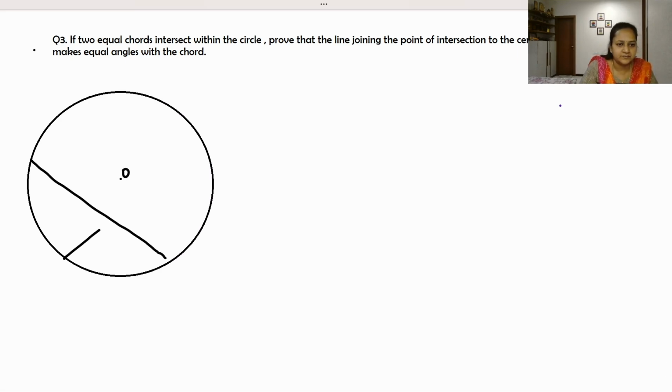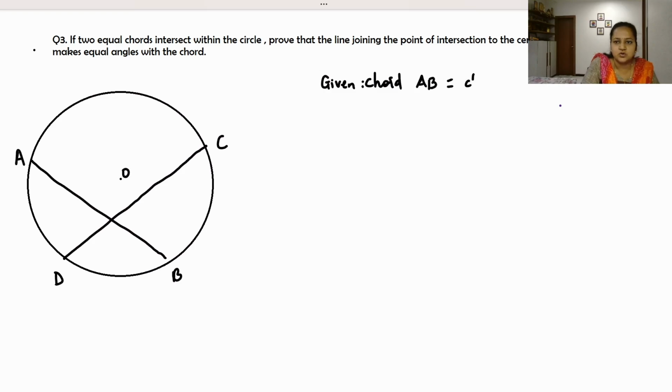right? Let us consider these as two equal chords. Say chord AB and chord CD are two equal chords. What is given? Chord AB is equal to chord CD.